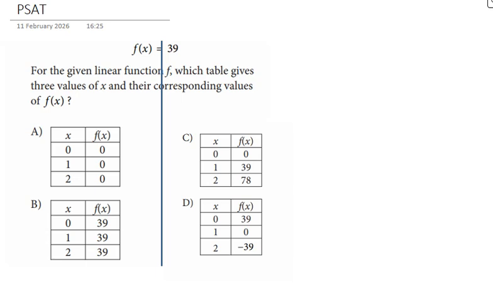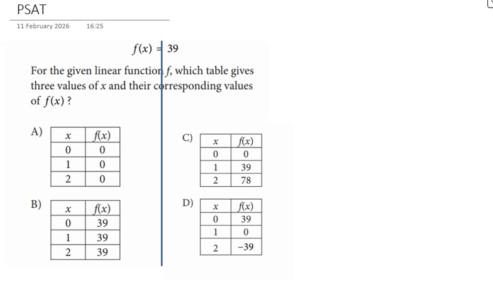Hello everyone. Today we are solving a question about linear functions and tables of values. So let me first read the question carefully. For the given linear function f where f(x) equals 39, which table gives the three values of x and their corresponding values of f(x)? Now let us understand what this means.